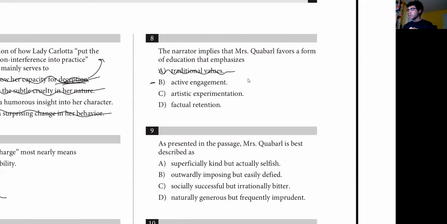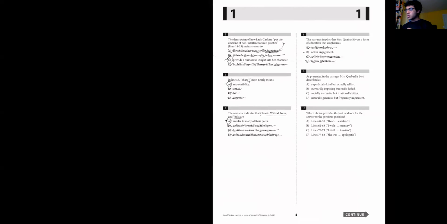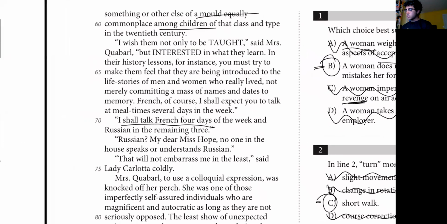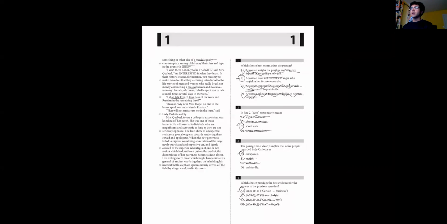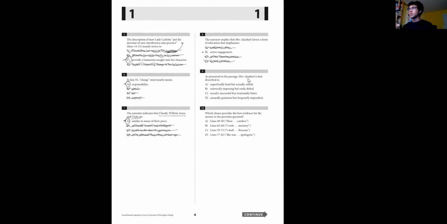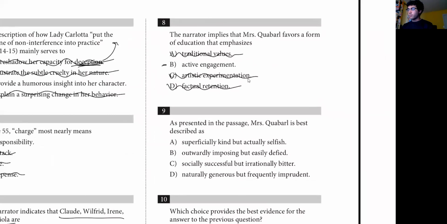See, artistic experimentation. No, it doesn't talk about art nor artistic experimentation. And then factual retention, that's dead wrong. Because she said she doesn't want the kids just to know a mass of names and dates. That's factual retention. She doesn't want that, right? That's the exact opposite. She just wants it to be interesting, and make sure the kids know that they're people who have lived in the past, and make sure it's an interesting topic.